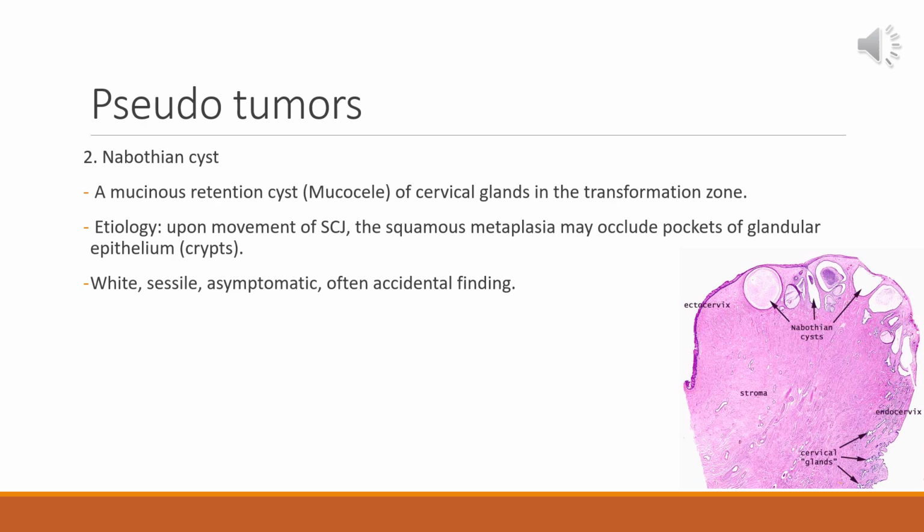So what happens is when the squamocolumnar junction moves and the squamous metaplasia covers the transformation zone, you could have some islands of this columnar epithelium stuck in the crypts of the mucosa. And when the squamous metaplasia, which is thicker, occurs at the top of the crypt, it closes the crypts, basically occluding pockets of glandular epithelium. And then the mucinous secretions have nowhere to go, and you have this cystic accumulation there.